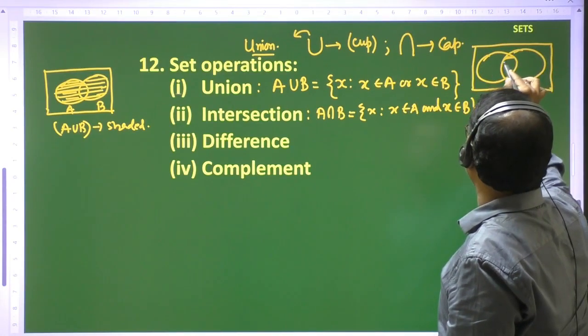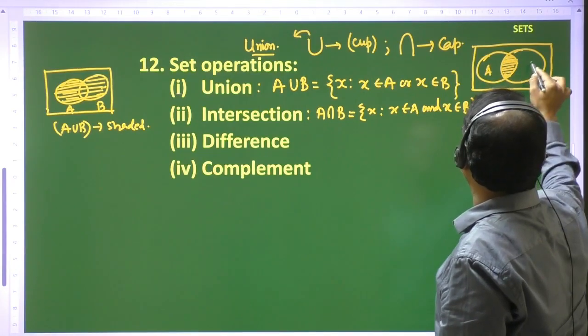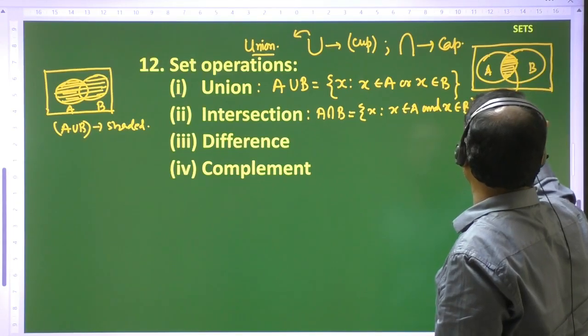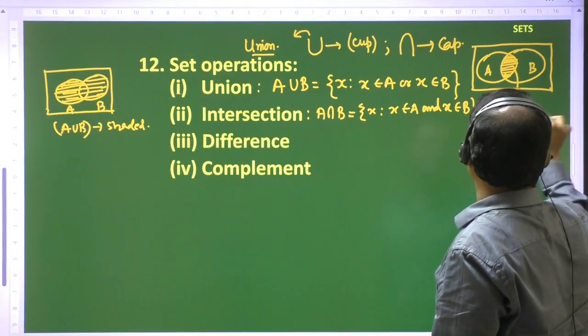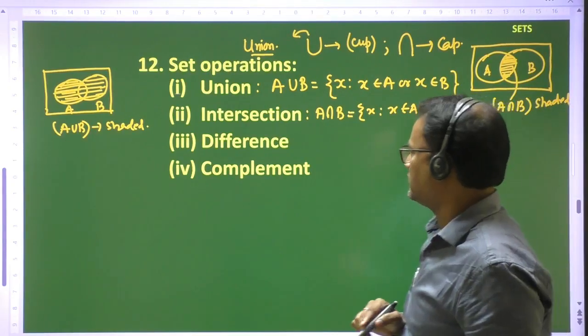This portion we are taking is common in both. This is set A, this is set B, and this is the common portion. We say this one is A intersection B. This is the shaded part. Okay, now A intersection B.